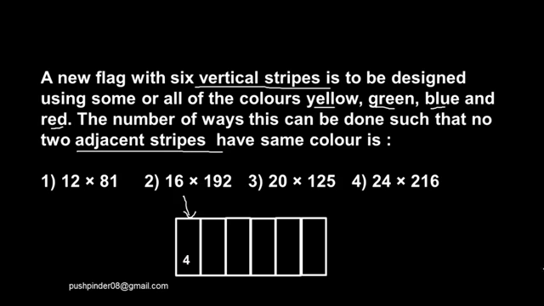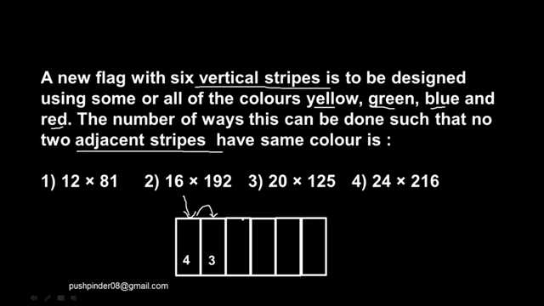Now we have to meet the condition, and the condition is that no two adjacent stripes should have the same color. Now if one color has been given to this stripe, that means the next stripe cannot have the color which was given to this stripe. So the number of ways we can give color to this stripe is 3 ways. Now let's look at the next stripe as well.